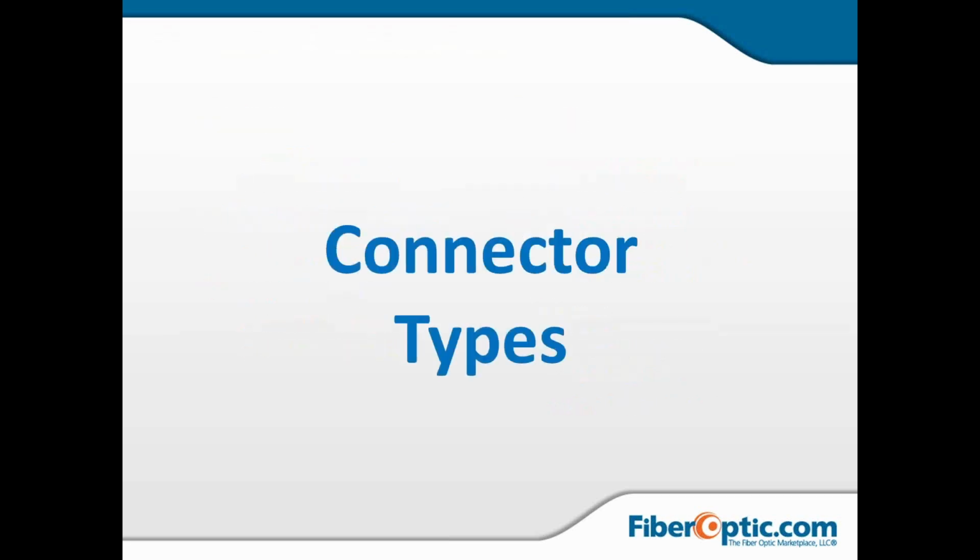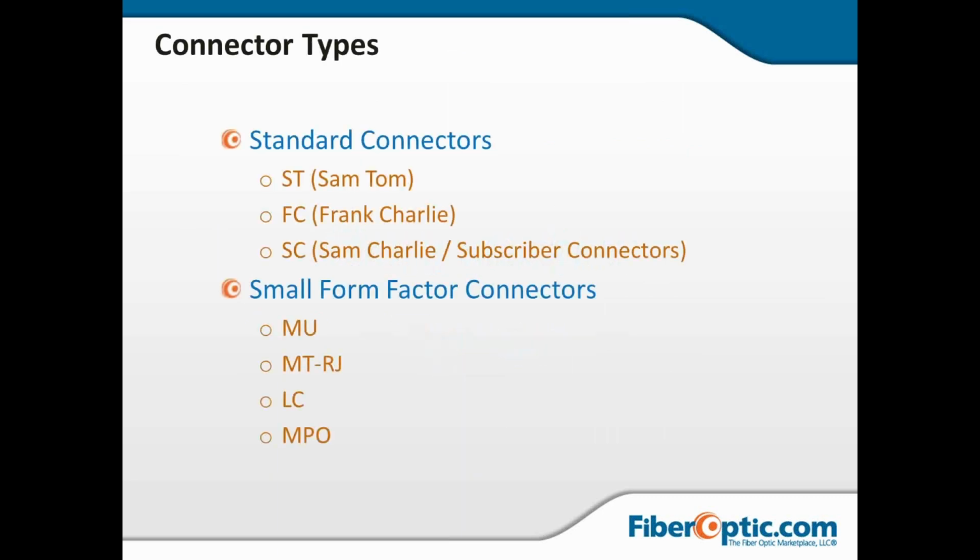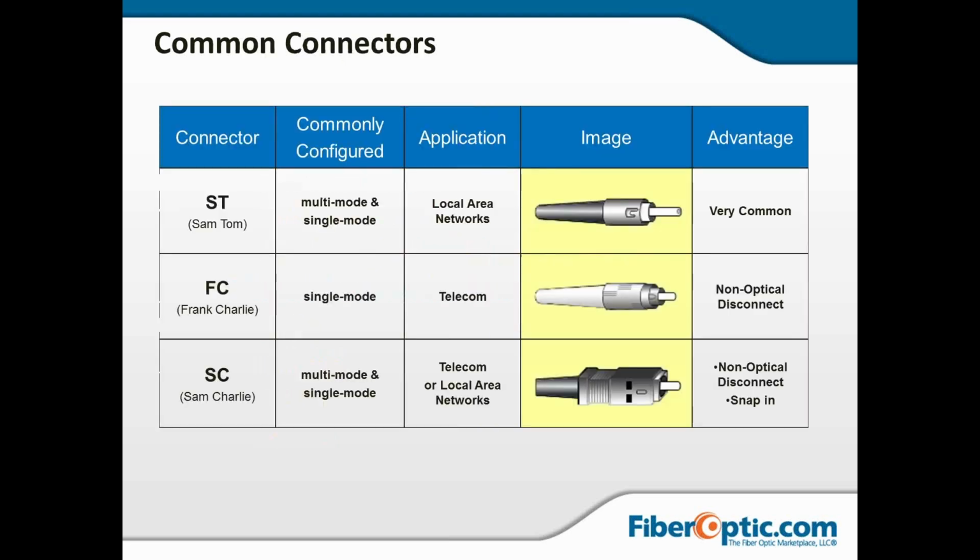All right, connector types. We're going to talk about the standard connectors, the ST or Sam Tom, FC or Frank Charlie, SC, Sam Charlie or subscriber connectors. We're also going to talk about the small form factor connectors, several of them: MU, MTRJ, LC, MPO. All of those are smaller, more compact connector styles or connector types, and we're going to talk about those as we go along.